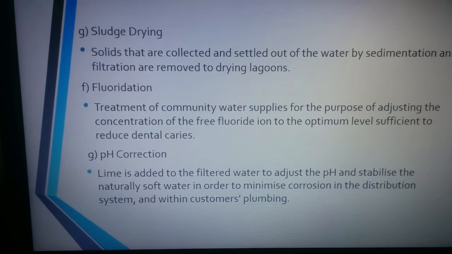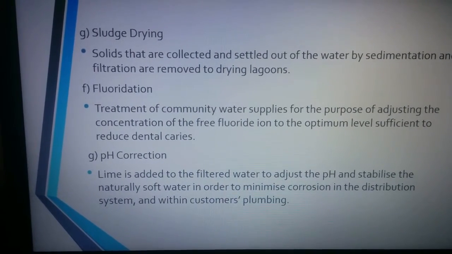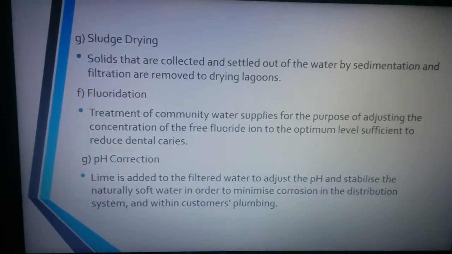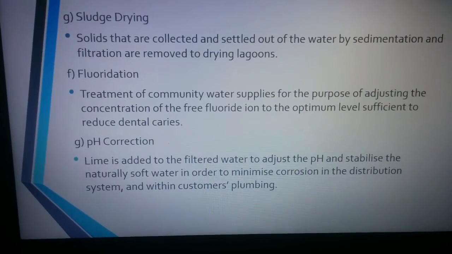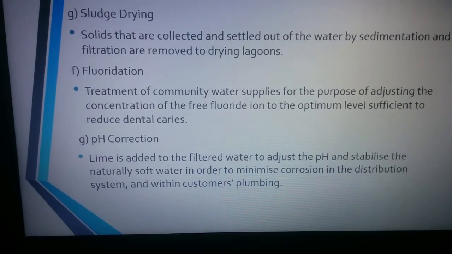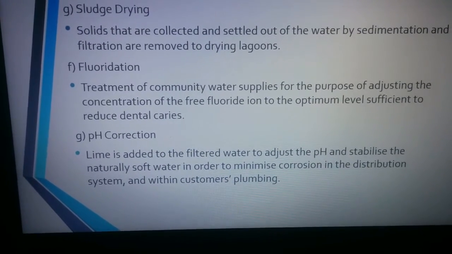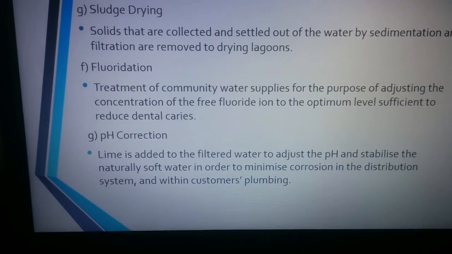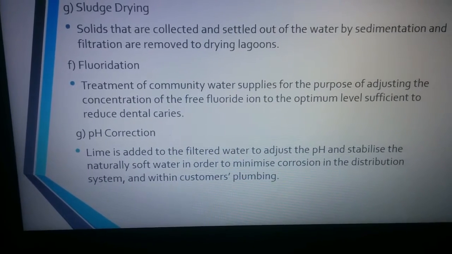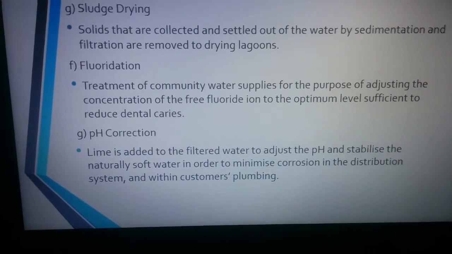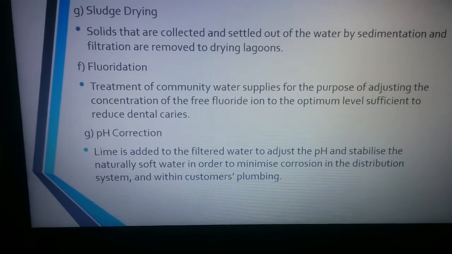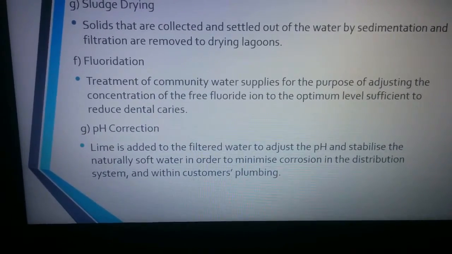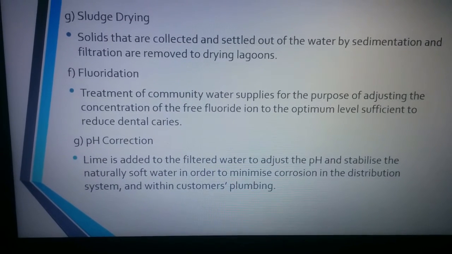The clean water lastly has to go through a mini process which is called pH correction. Here lime is added to adjust the pH and stabilize the naturally soft water in order to minimize the corrosion in the distribution system, because the distribution system is mostly made out of metal. So if the pH is not right, the corrosion speed will be increased.